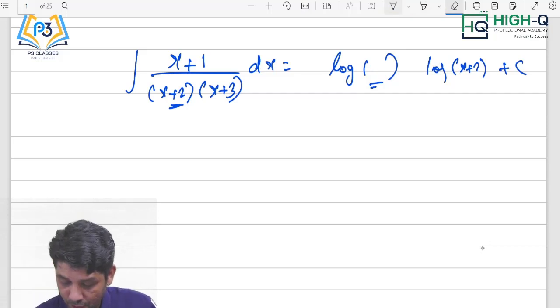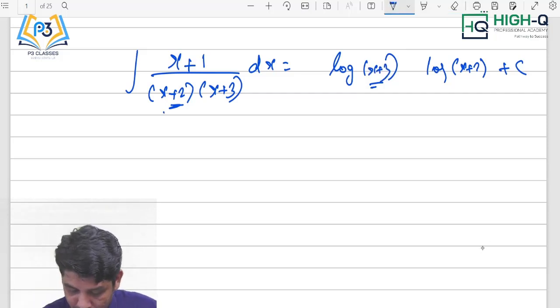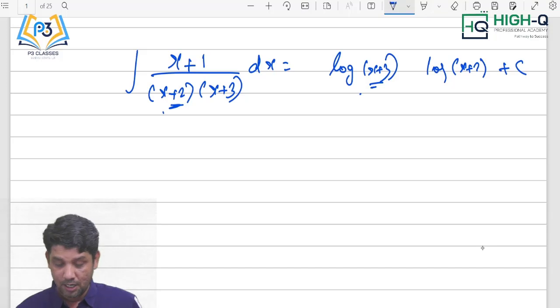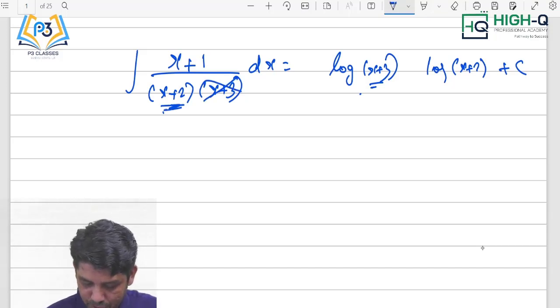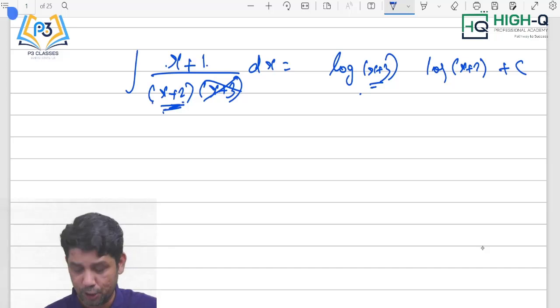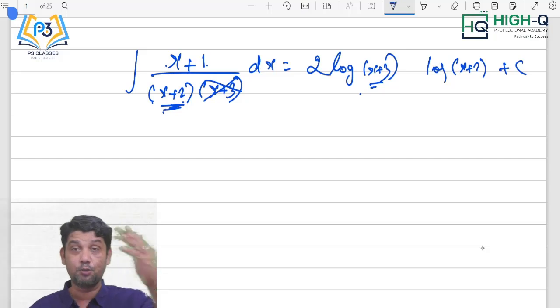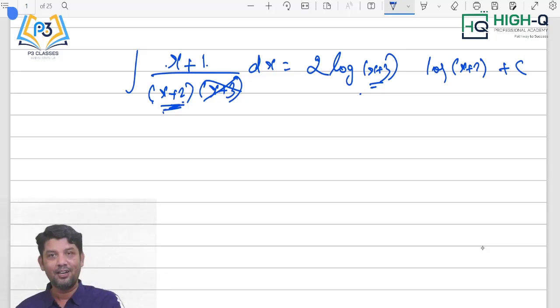Now, first one is what? Whatever is there in the denominator, that I have to write log. First is x plus 3. So put x is equal to minus 3. Don't substitute here, only here you substitute. Minus 3 plus 1, minus 2, minus 3 plus 2, minus 1. Minus 2 by minus 1 is, sorry, plus 2. So you can put it 2.